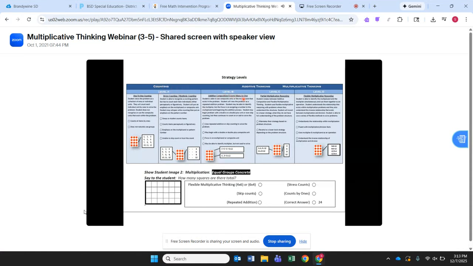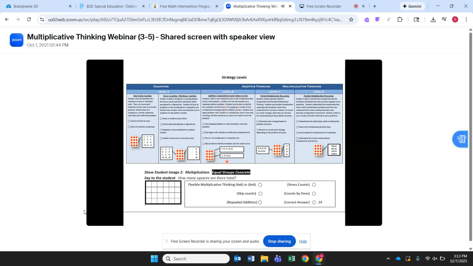Level B is additive composition and counts many to one, also known as repeated addition and skip counting. Remember, B has a lower part, which would be additive composition, and a higher part, counts many to one. Level D is flexible multiplicative reasoning, which is when students are using math facts connected to multiplicative situations. And then level C means that they rotate. They may do some problems at level D. They may drop back and use additive composition or counts many to one.